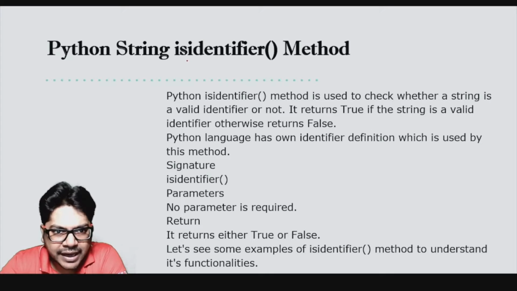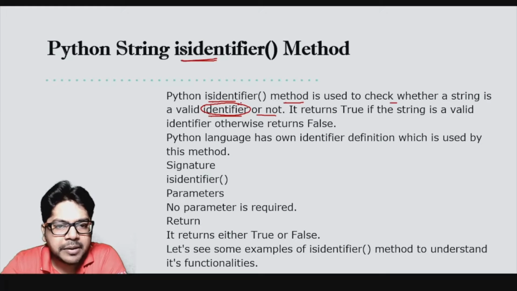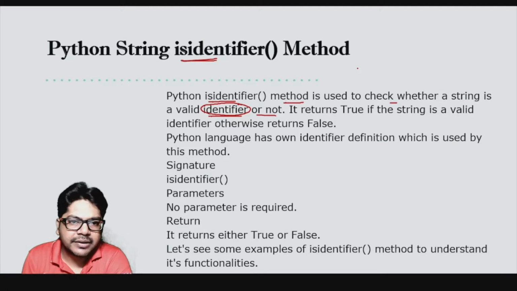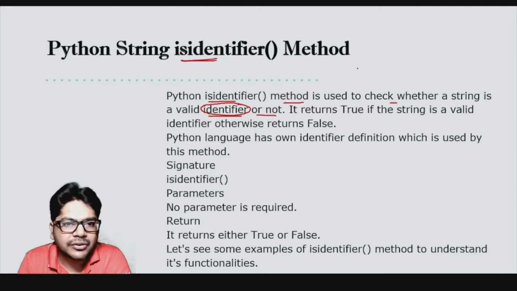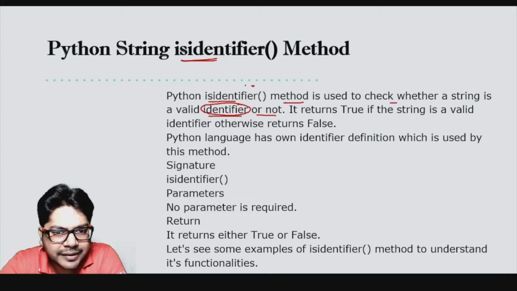So we'll start with isidentifier. The Python string isidentifier method is used to check whether a string is a valid identifier or not. Now, what is an identifier here? An identifier can be a label, a variable, or a function name. When you create something, you give it a name to identify it. That is called an identifier. So the isidentifier method is used to check whether it is a valid identifier or not.